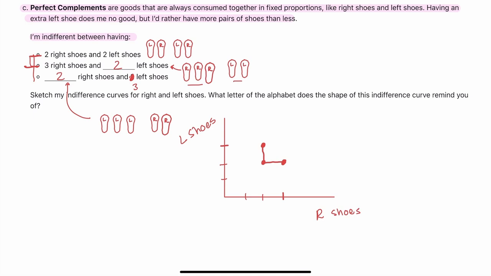And actually, let's think about what happens over here. If I only have 2 left shoes, does it help me to get 4, 5, 6 right shoes? No, I still have only 2 pairs of shoes. So I'm indifferent all the way out here. I can gain more and more right shoes, and I'm still indifferent because I still only have 2 pairs. Versus up here, say I only have 2 right shoes. I'm indifferent between getting more and more left shoes because I still only have 2 pairs.